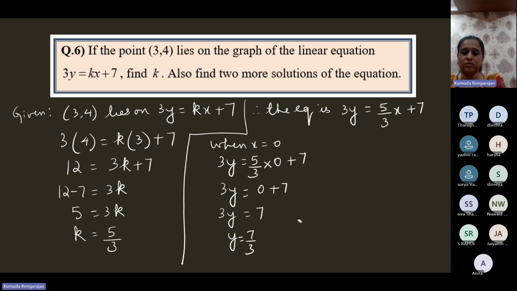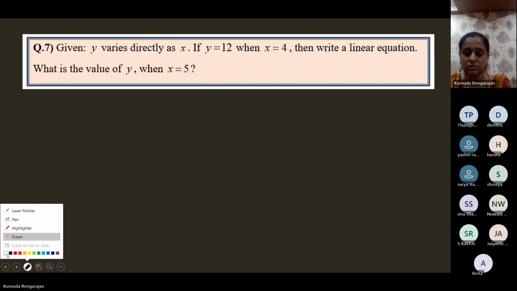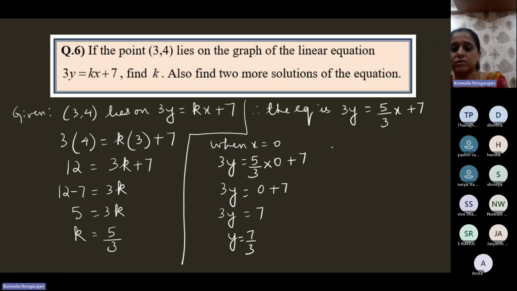Now you can take y as 0. Maybe I'll do it here itself. When y is equal to 0. Not that you have to take x as 0 and y as 0. The thing is, give any value for x and find the corresponding value of y. That's all it is. Give any value for x: 1, -1, 2, -2, 3, -3, any real value, and find the corresponding value for y. Or you give any value for y and find the corresponding value for x. So it's not that you should give x as 0 only, y as 0 only.